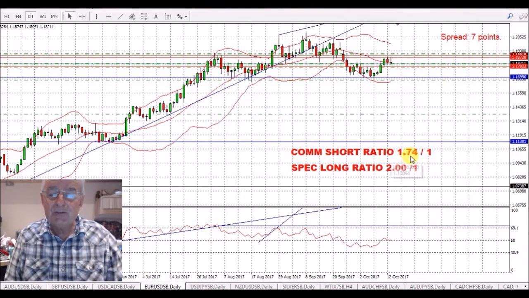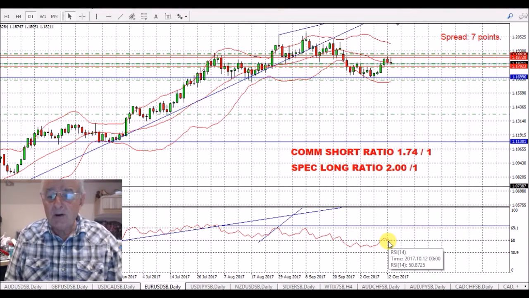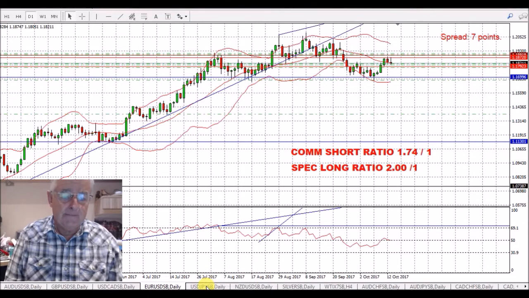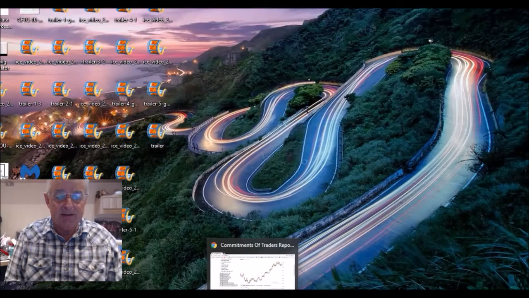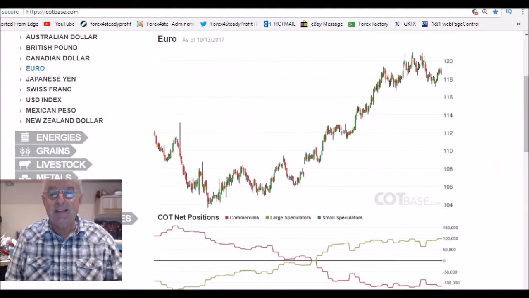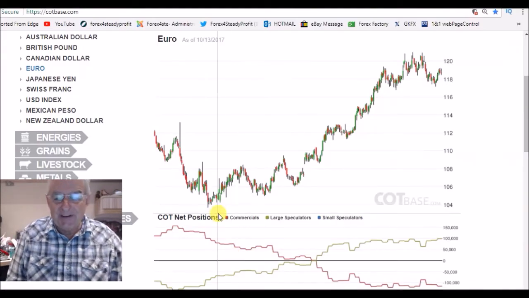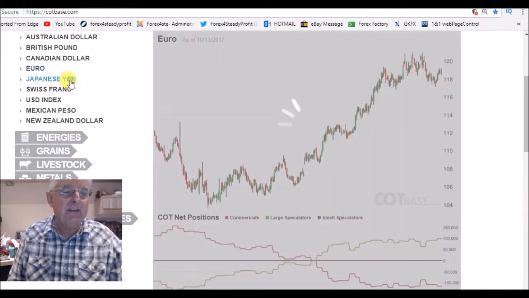We have a commercial short ratio of 1.74 to 1, and we're just on top of the 50 on the RSI. I'm waiting for that to break back down. Right, again, the Japanese yen.